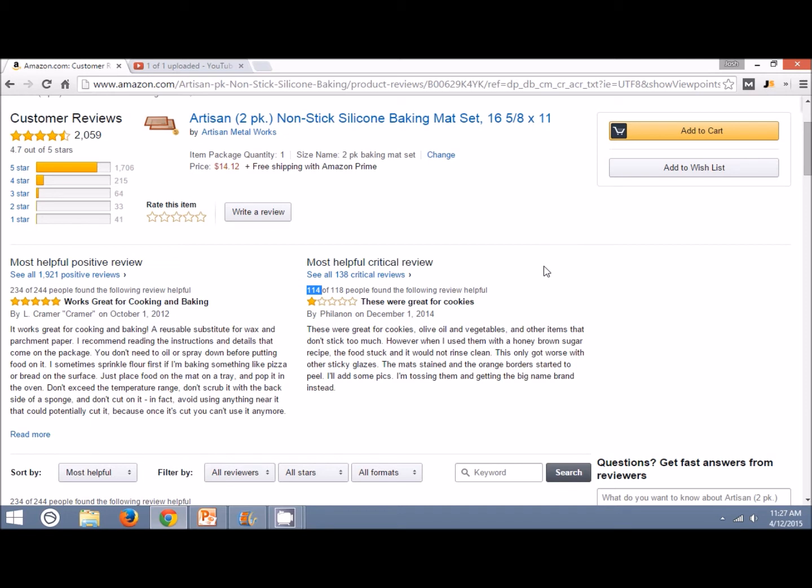This only got worse with the other sticky glazes. The matte stain and the orange borders started to peel. I'll add some pics. I'm tossing them and getting the big name brand instead. So, just by reading this, what I think we can improve upon, if it's even possible, I'm not sure, is if we can make it out of some sort of material so that the food will not get stuck on it, and they could use sticky glazed baking materials, and it would not affect the baking mat. So that's one thing we could think about.